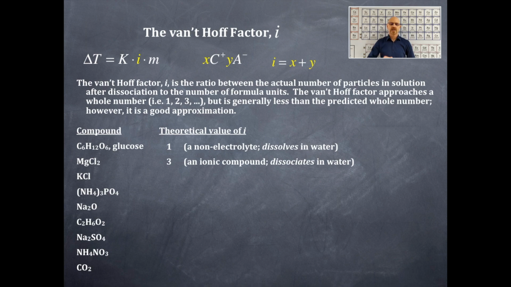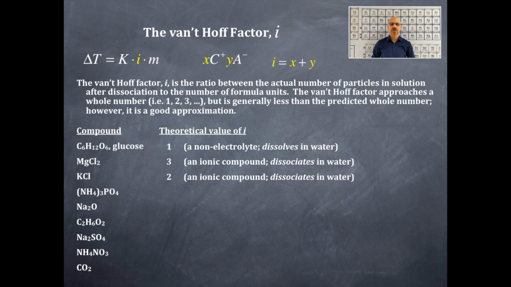Okay, the next one here is going to be KCl. That's potassium chloride. Okay, this is also an ionic compound and is composed of a cation, that's potassium, and an anion, chloride. There's 1 potassium, there's 1 chloride. I'm going to sum those two numbers up.